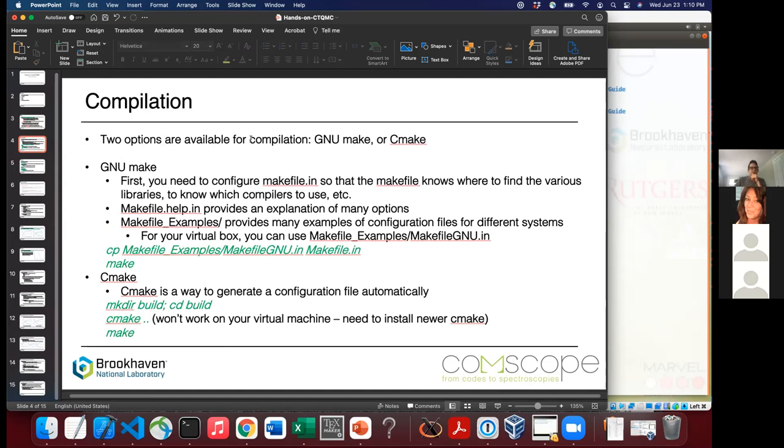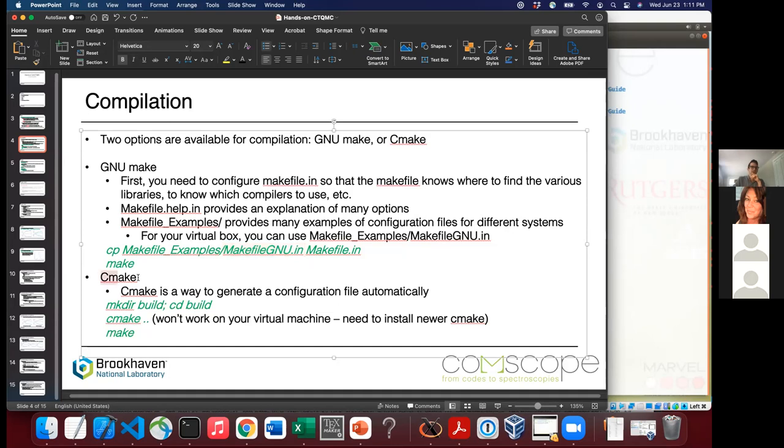Compilation has two options available. On the VM, you can only use the first, which is just make. There's essentially a configuration file, makefile.in, where you'll set what compilation flags, compilers, and where your libraries are located. If you look, there are some examples in makefile_examples. The makefile used for the VM is this makefile gnu.in. So if you just copy that into the main directory, you can just run make and it'll build the executables. Or you can do make lib and it'll make the library.